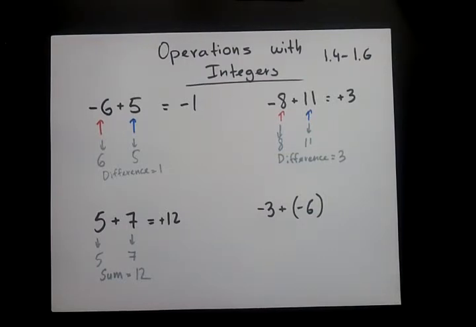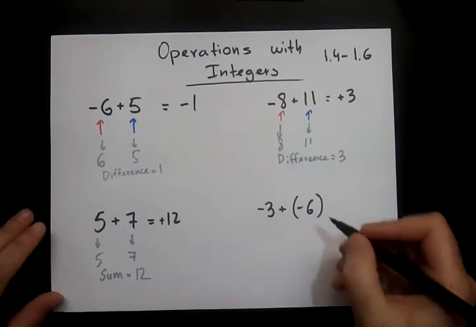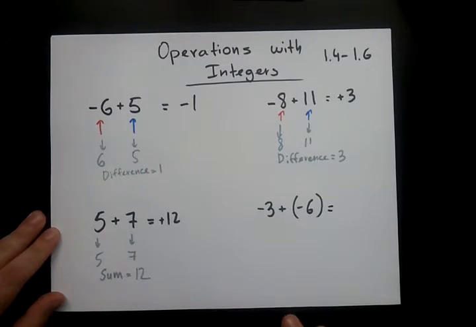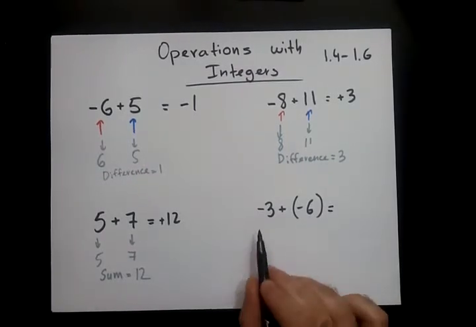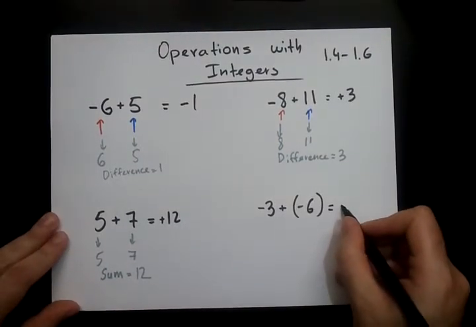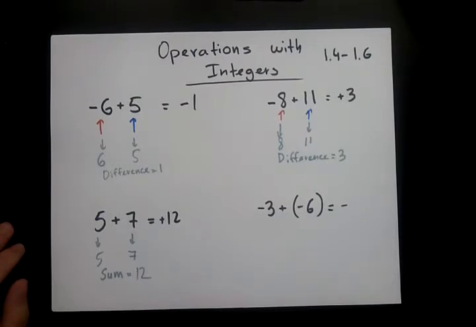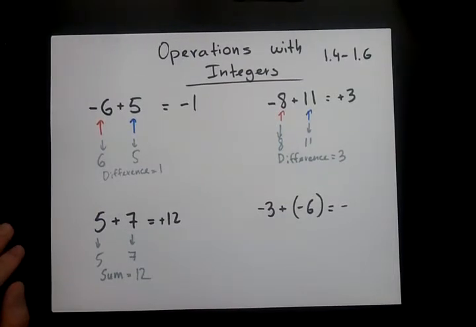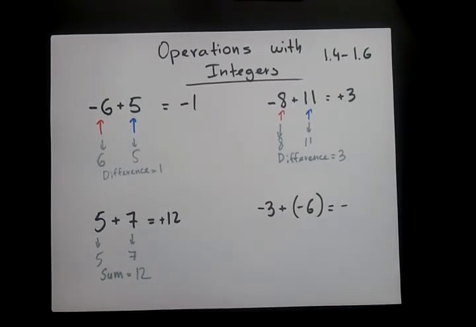The first thing you want to do is figure out what sign you're going to use. And the sign to use is whatever sign the two integers came with. They're both negative. That's the only sign that you can use. So the answer is automatically negative. So if you're adding two integers that have a negative sign, automatically the sign of the answer is negative.